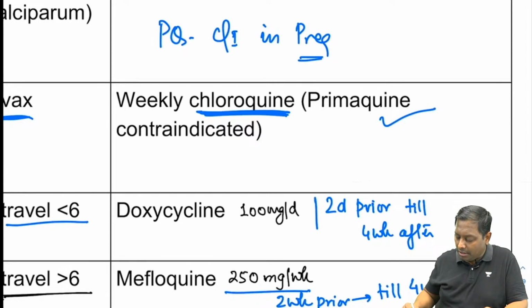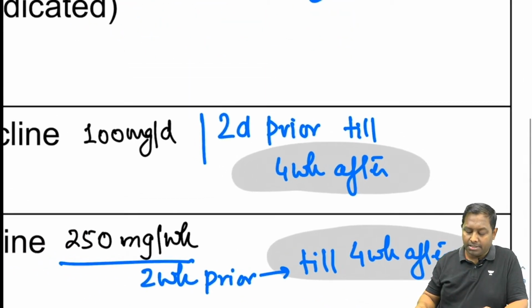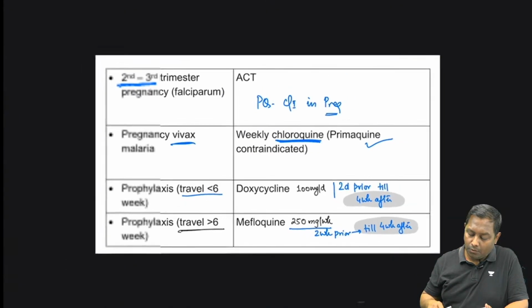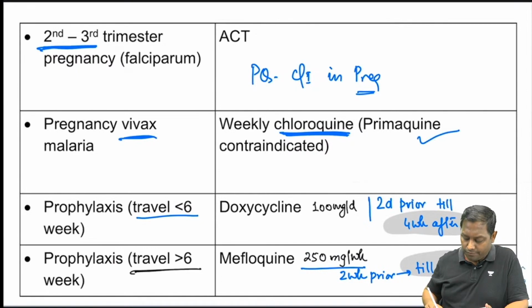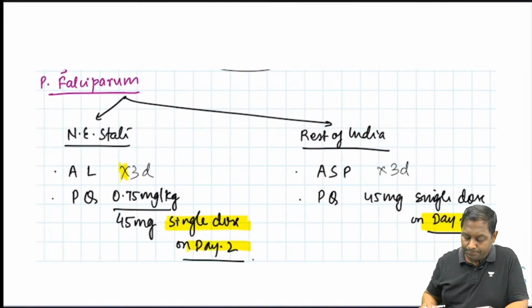So after the journey in both the scenarios, 4 weeks after, it is going to be same in both the scenarios. But the short term prophylaxis, it will be started 2 days prior. Long term prophylaxis started 2 weeks prior, and after the journey दोनों ही कंडीशन में 4 weeks after तक we need to continue, right. So this was a quick very summarized table for the malaria for all of you guys.